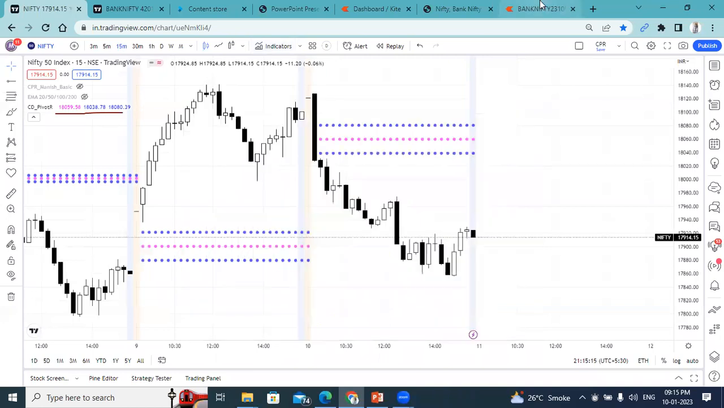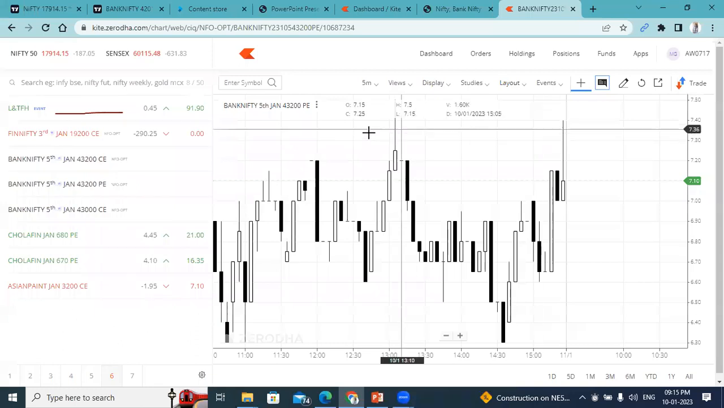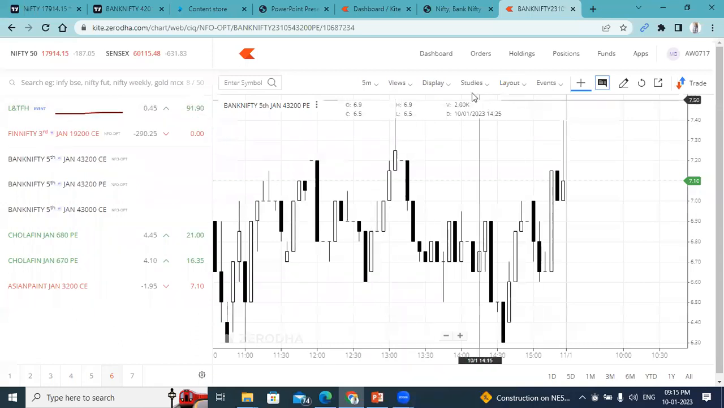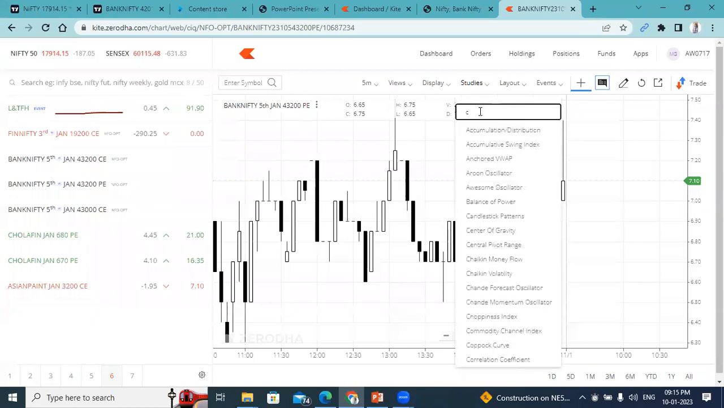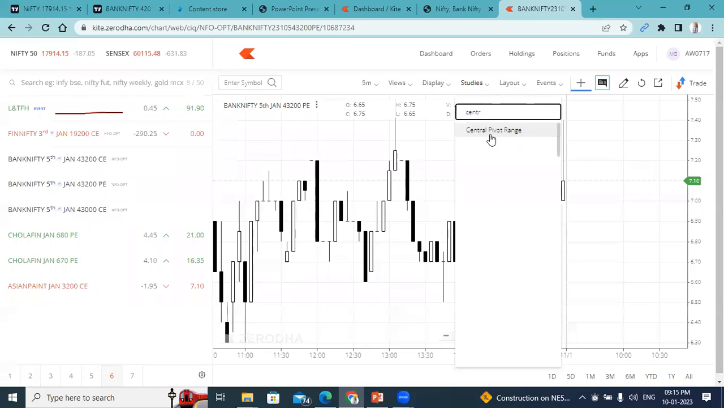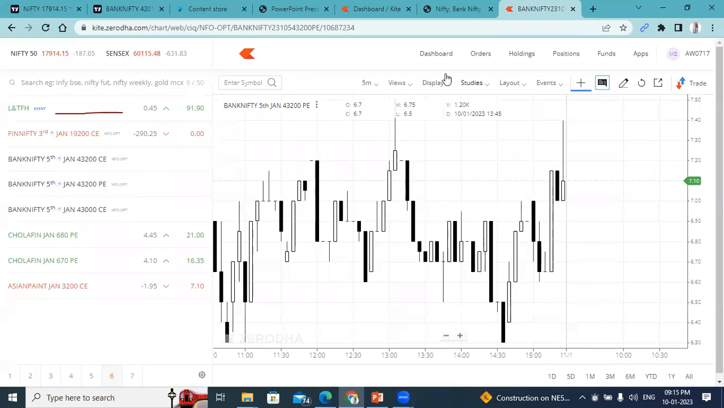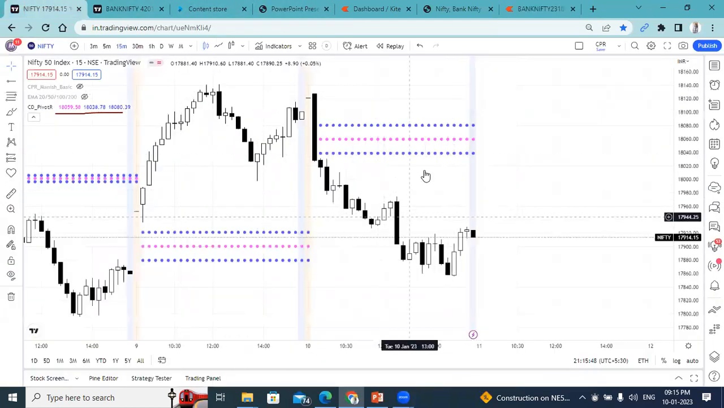Now, if you are using, let's say, the Zerodha platform, अगर आपको Zerodha पे check करना है, this is the Zerodha platform, you can see. You can go to studies. आप studies में जाइए, and here you can type central. Here you will get the indicator, central pivot range. So in Zerodha, you can also select this indicator, central pivot range. When you select it, you will get the indicator on the graph.